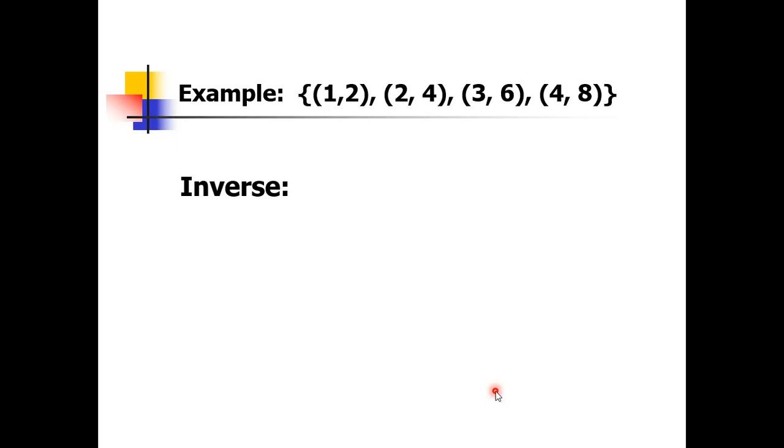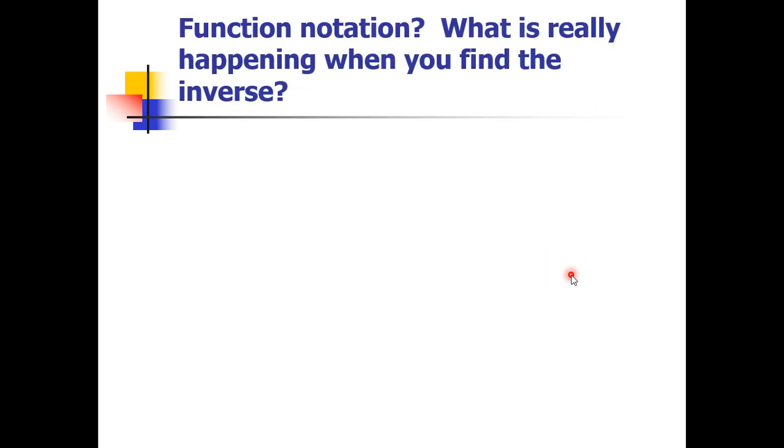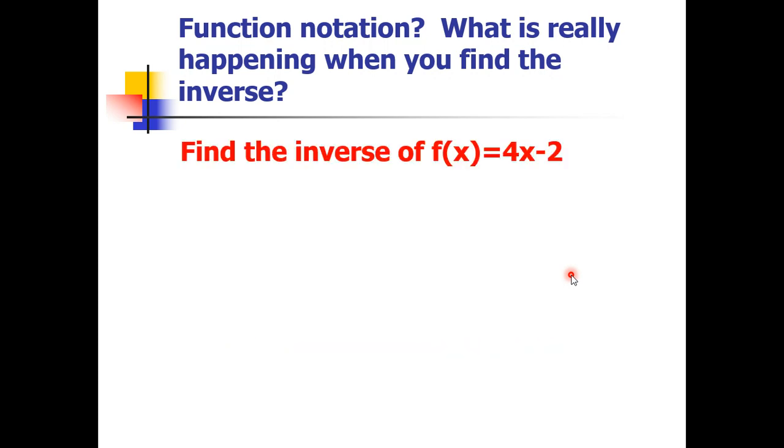So example here, hanapin lang natin yung inverse niyan, meaning babaliktarin lang natin, yung y gagawin natin x, yung x gagawin natin na y. So the inverse of this example is this one. So we have 2 and 1, 4 and 2, 6 and 3, and then 8 and 4. Okay, ni-reverse lang natin ha. Okay. Now, what the function notation or what is really happening when you find the inverse?